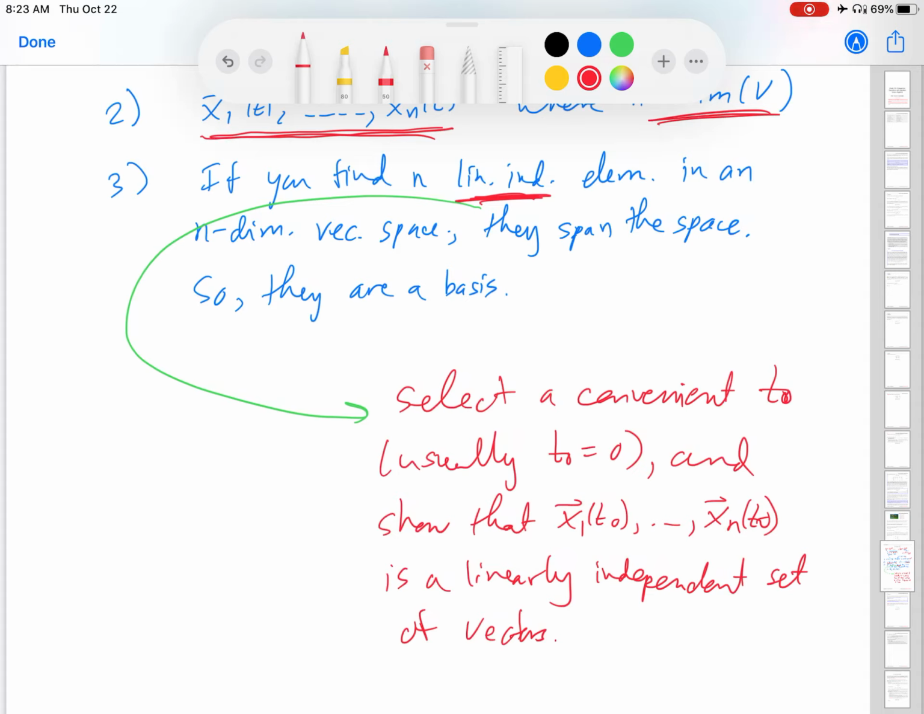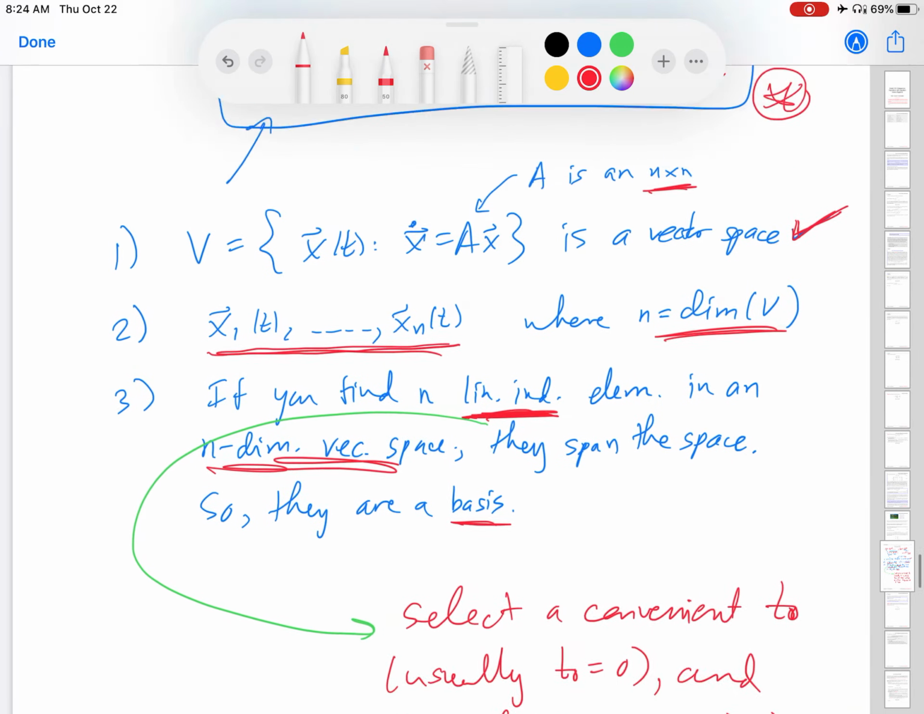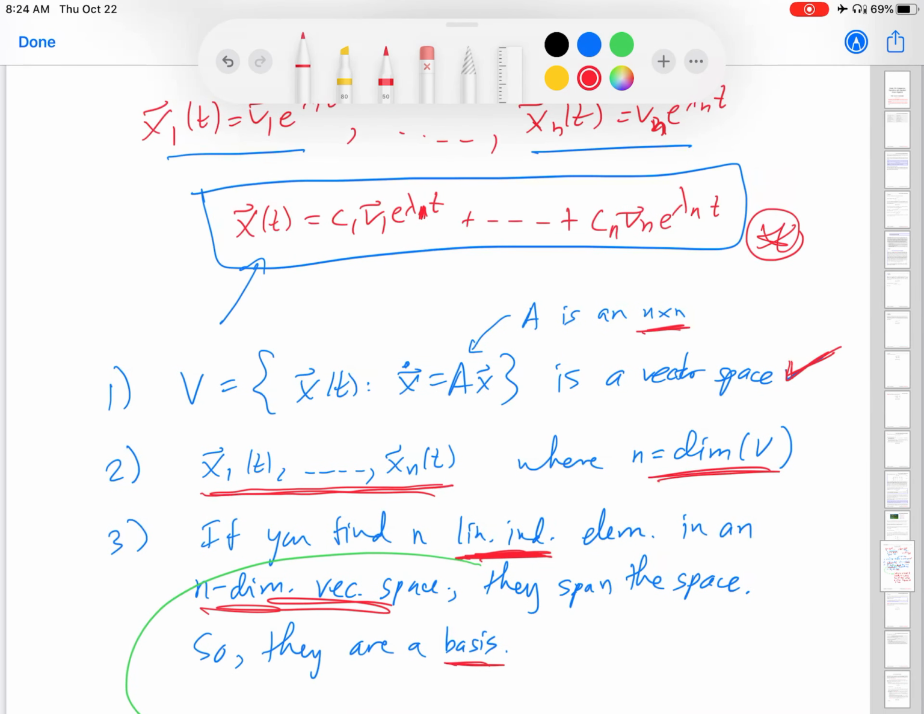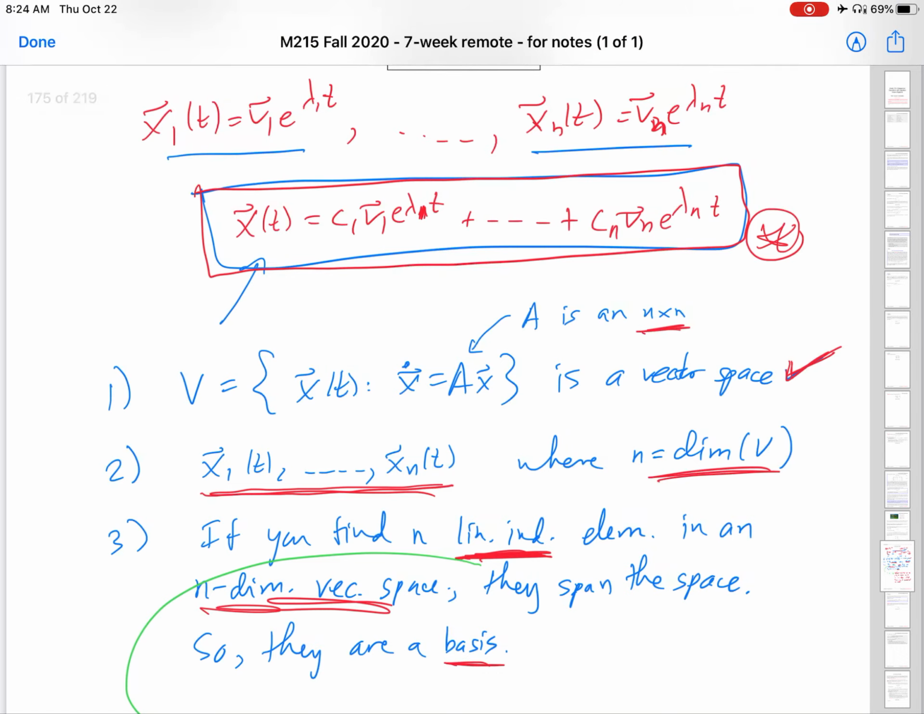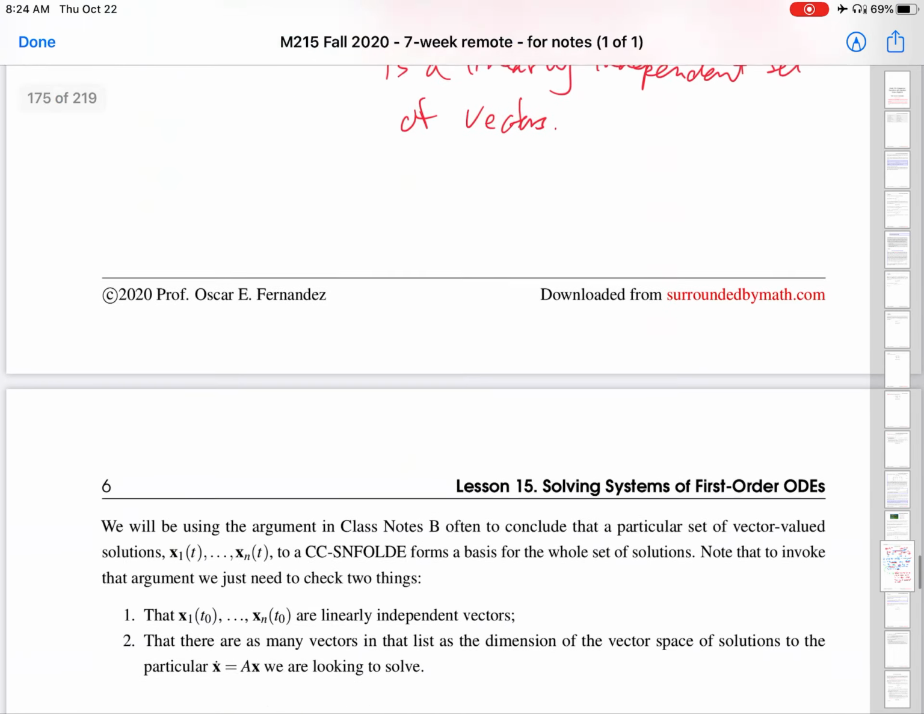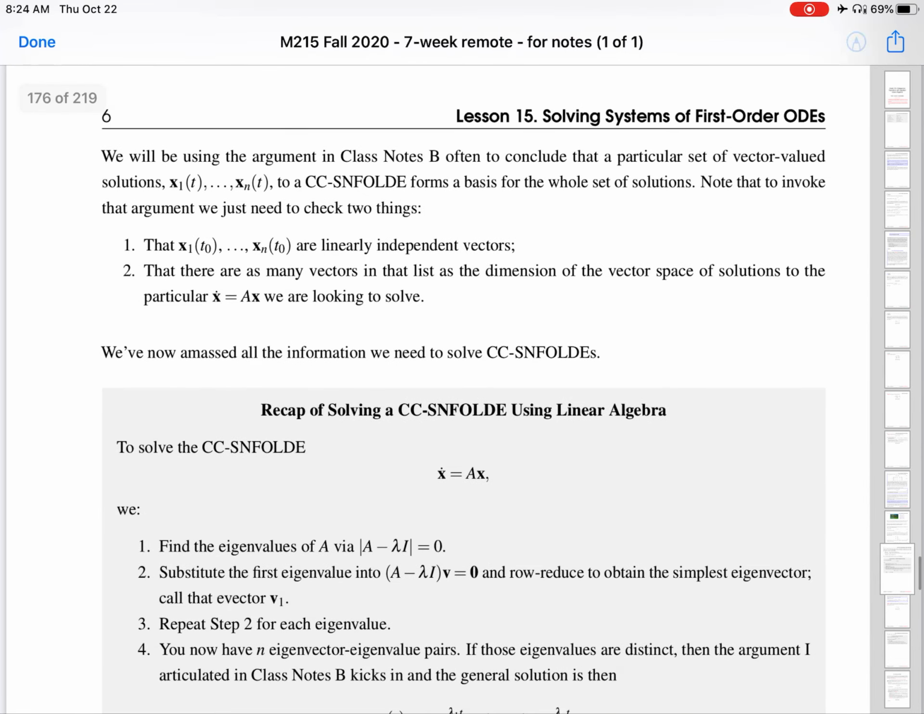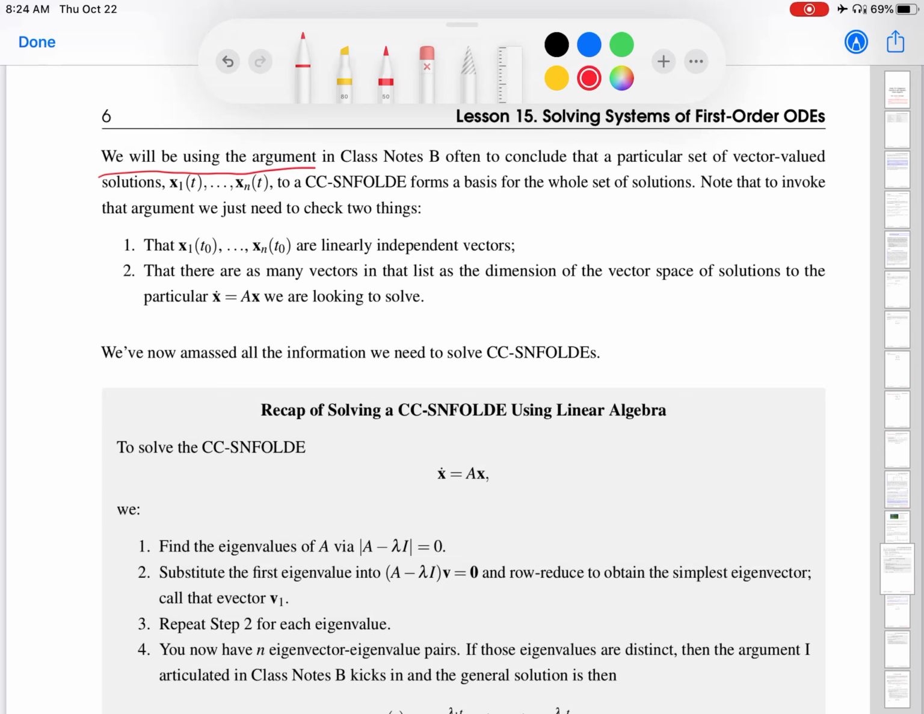If you do that, then by the previous theorem, those n linearly independent vectors imply that the vector-valued functions they came from are linearly independent solutions. And then you have n linearly independent elements in an n-dimensional vector space, so they are a basis. And basis means, in part, span, which tells us that every element of the space can be written as a linear combination of those n elements. So we are going to use this argument a lot in the rest of the course and the rest of this lesson. So I'm just going to scroll down here, and I'm repeating what I said up here.